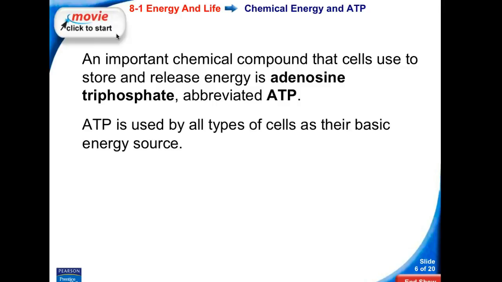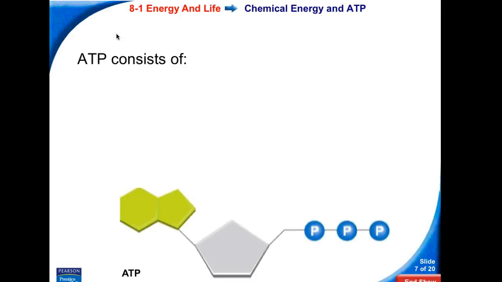ATP is used by all types of cells as their basic energy source. It's the energy currency of our cells, and recall that this energy is made in the cell structure called the mitochondria. We'll look at this whole process in chapter 9. We'll discuss it. If we look at ATP, here is its structure.